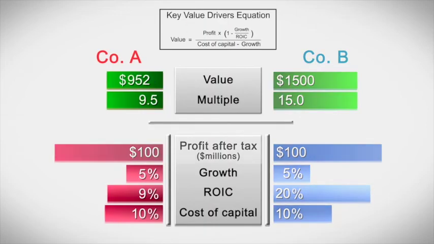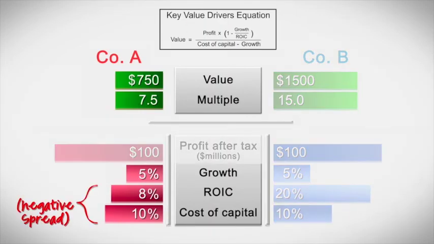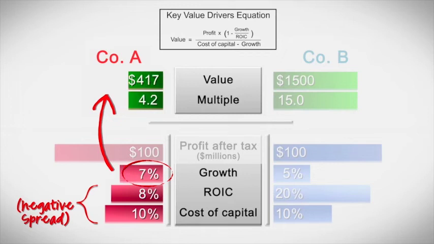Let's reset the data back to a 5% growth rate. But this time, let's have business A have a negative spread. Let's change its return on invested capital to 8%. You'll notice that the value of business A is now much lower and the multiple is now lower. But let's start growing business A. As business A grows at 6%, notice that the value and the multiple gets lower. As business A grows at 7%, it gets even lower. Here's the point. As it's growing a negative spread, it's destroying value at a faster rate.